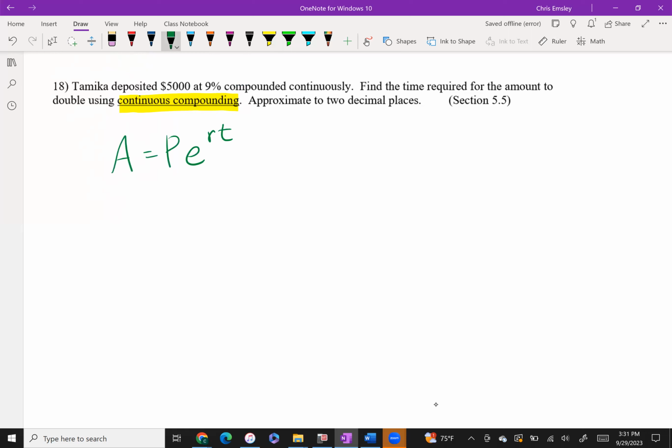Tamika started with $5,000, so that's going to go in for P. 9%, so that's our interest rate, 0.09. Find the time, so we're going to be solving for T. Find the time required for the amount to double. So that tells us the ending amount, even though it doesn't give us a value. If we started with 5,000, the time to double means we're going to end with 10,000, 5,000 times 2.